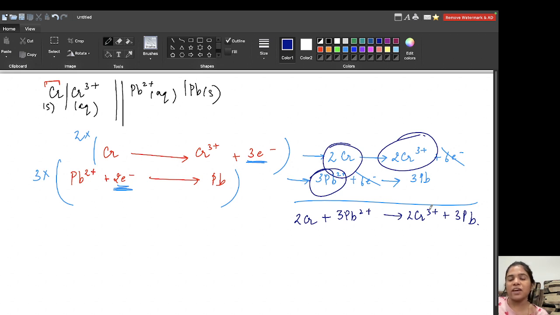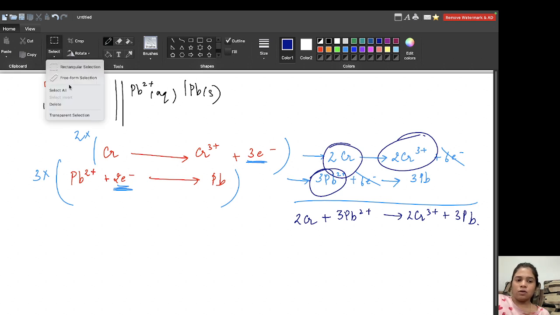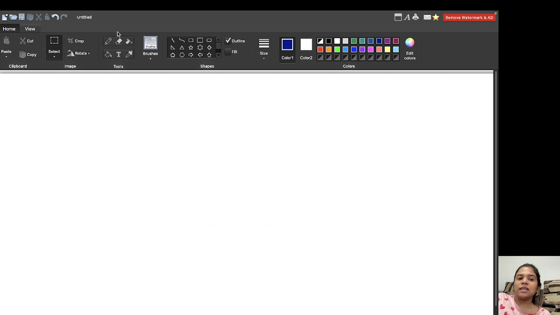So I hope everything is clear. We studied about the electrochemical cell. How does the electrochemical cell work? It converts chemical energy into electrical energy. You have two components, the left hand side and the right hand side. On the left hand side oxidation happens, on the right hand side reduction happens, and the flow of electrons was from anode to cathode. The flow of electricity was from cathode to anode. This is how the electrochemical cell works.